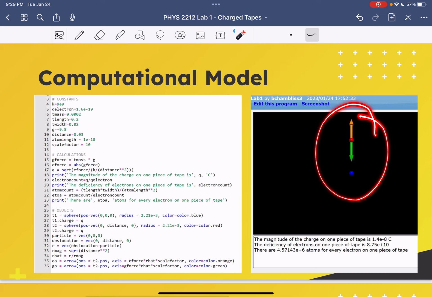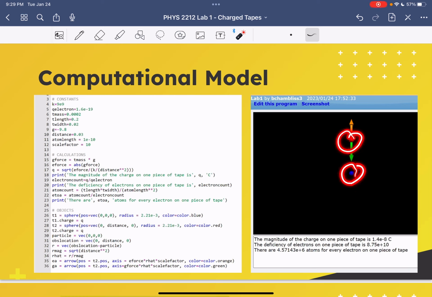Then we got this computational model, and this is where we got those numbers from the beginning. It created it for us. It has the electric force going upwards and the gravitational force going downwards. This is tape B and this is tape A.